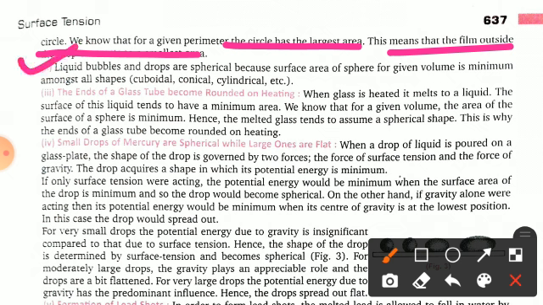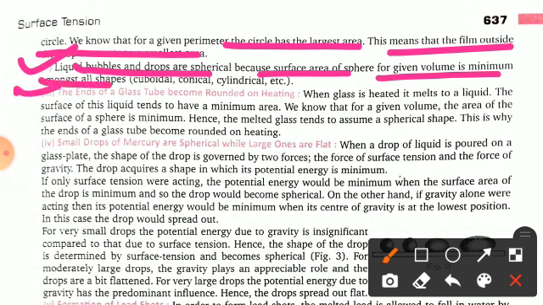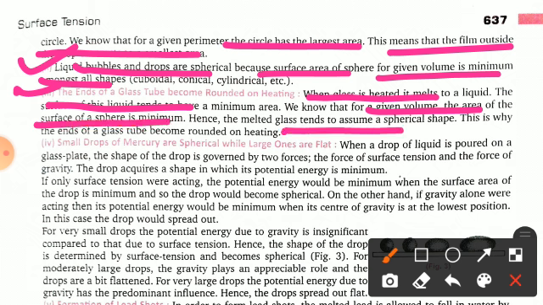Clear? Now the second one: liquid bubbles and drops are spherical because the surface area of a sphere for a given volume is minimum amongst all shapes. The third one: the ends of a glass tube become rounded on heating. When the glass is heated, it melts to a liquid. The surface of this liquid tends to have a minimum area. So we know that for a given volume, the area of the surface of the sphere is minimum. Hence, the melted glass tends to assume a spherical shape. This is why the ends of the glass tube become rounded on heating.